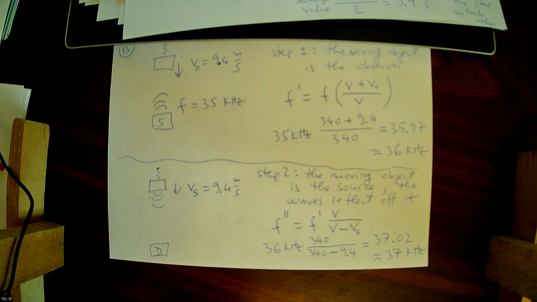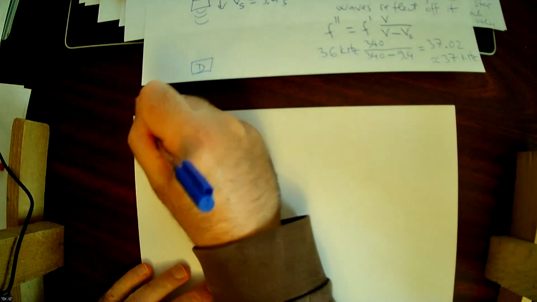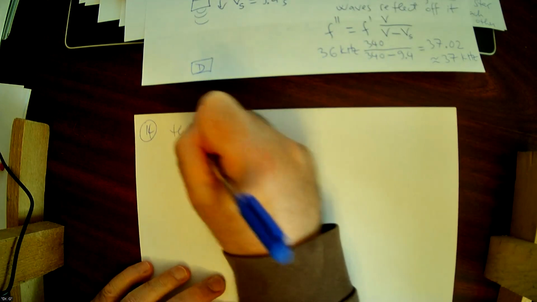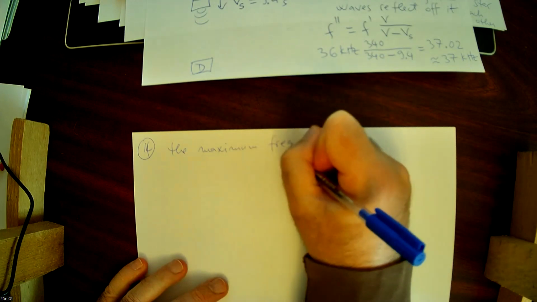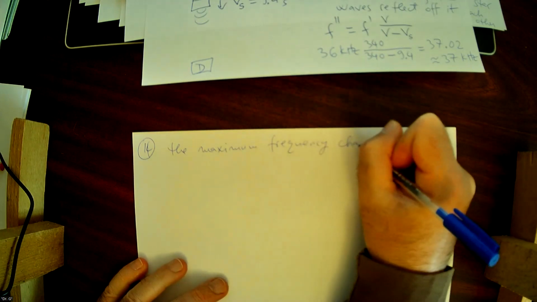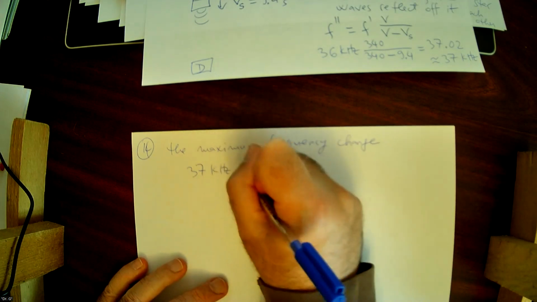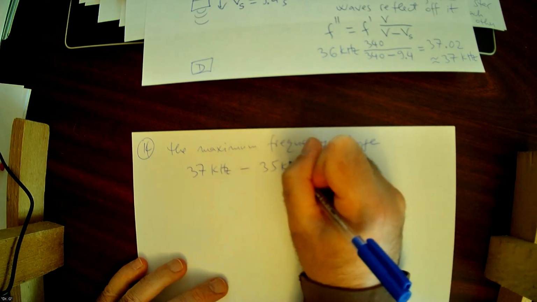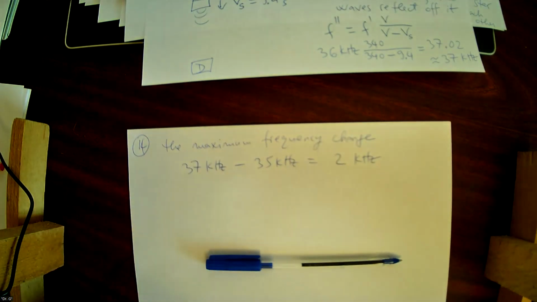So what is the maximum frequency change? The maximum frequency change is 37 kilohertz minus 35 kilohertz, which is equal to 2 kilohertz, which is what you need to get the fourth mark point.